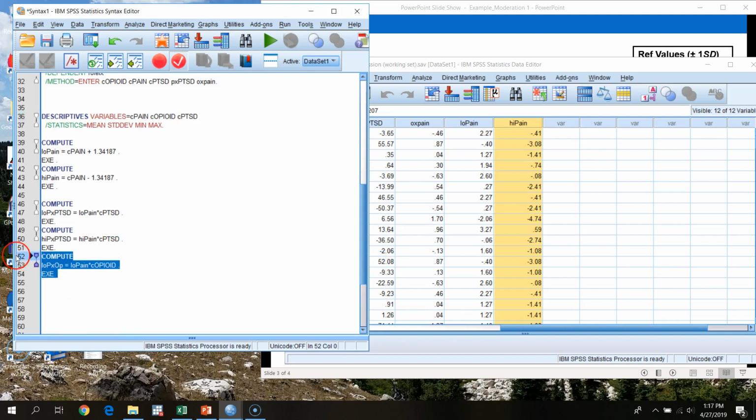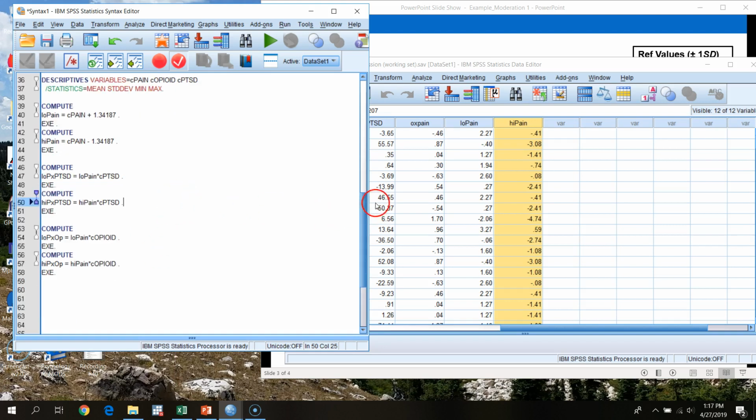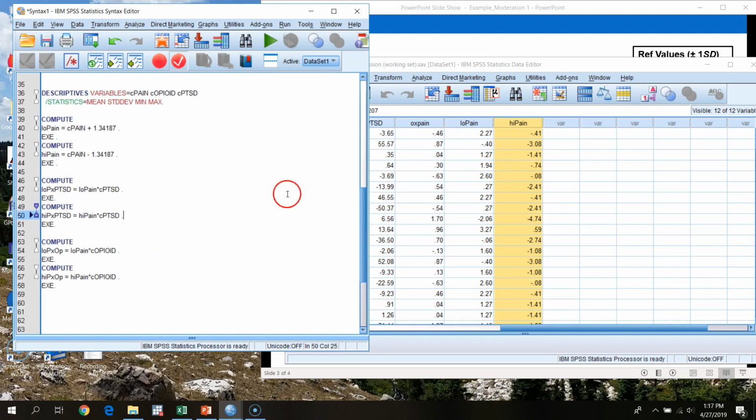I'm going to do the same thing and just correspond to high levels. So this is going to be high levels of pain times opiate use, that interaction will be there. Okay, so what I've done to get my simple slopes is I've gone through and I've recentered my moderator, pain, at high and low levels of pain. And again, high and low levels being a standard deviation above and a standard deviation below.